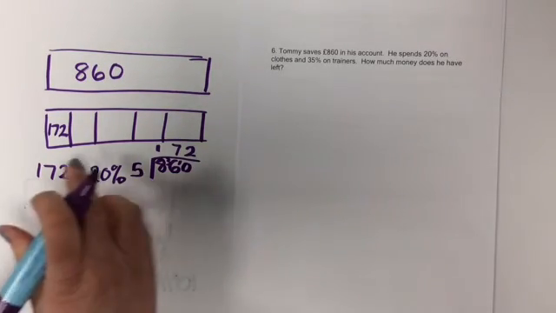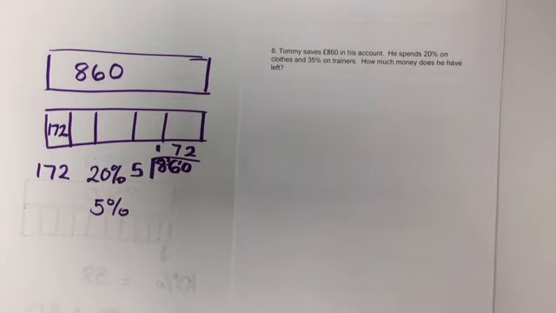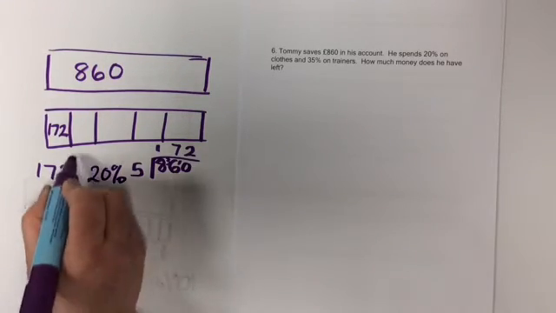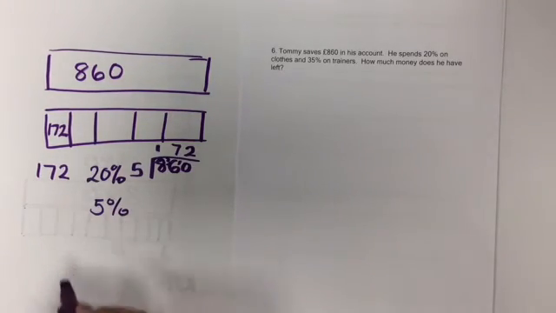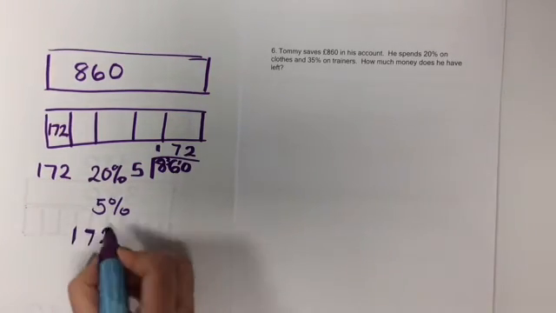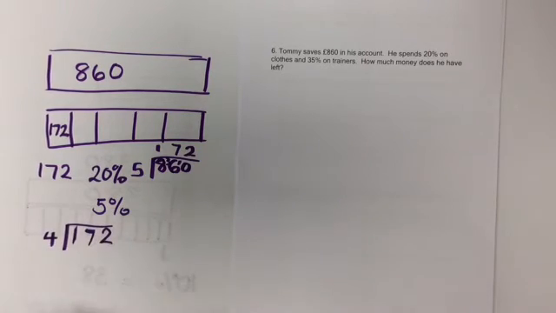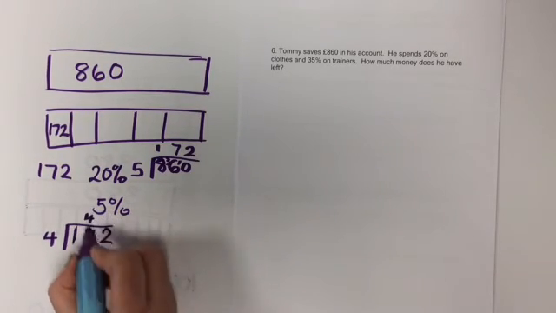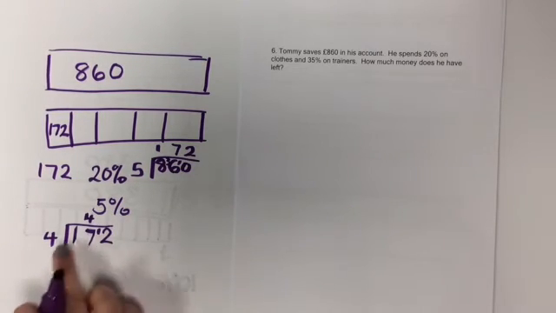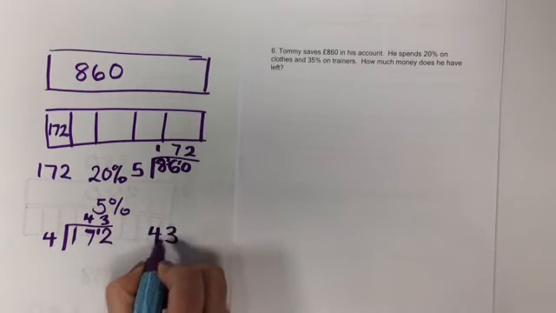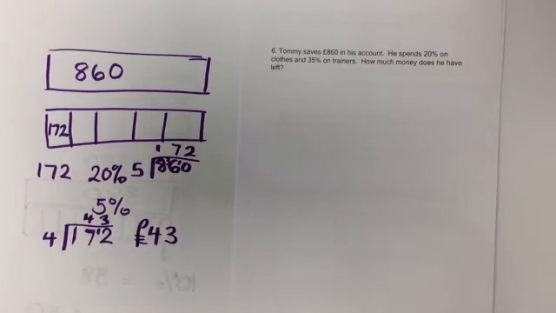How many 5s make 20? So 4 5s make 20. So we could divide our 20%, which is 172, by 4 to find out 5%. So 172 divided by 4. 4 doesn't go into 1, but it does go into 17. So it goes 4 times, carry the 1, because that's 16, carry the 1 over. 4s into 12 go 3, so that's 43. £43 is the same as 5%.